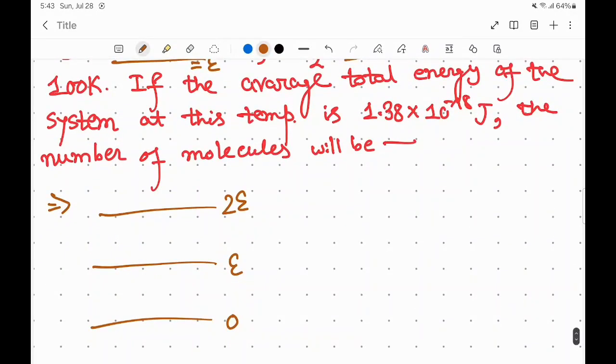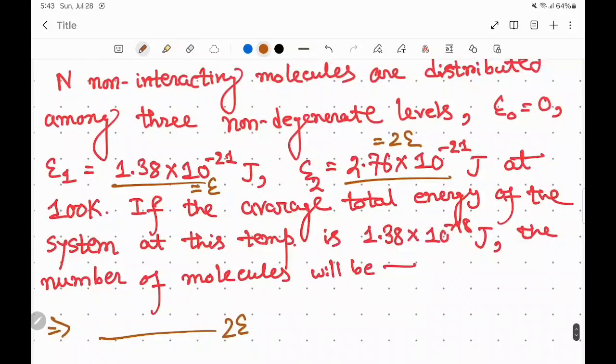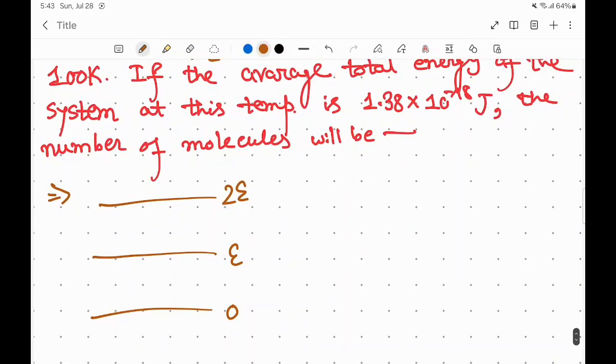You want to try it? I'm not getting this. The question means that this is our physical picture. There are three levels: 0, epsilon, and 2 epsilon. Now, in the previous question, we knew the number of particles. Here, that is not mentioned. Total number of particles we don't know. That's N, we have to find out. N is the total number of particles, and we have to find out the explicit value of N.